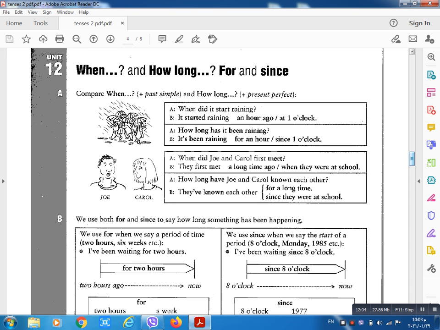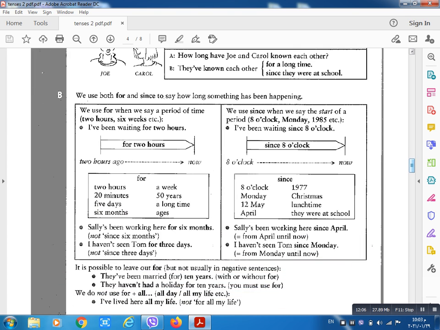For example, when I say Sally's been working here for 6 months. For 6 months. I am reading the last example in the diagram. Sally's been, this, dear students, is the abbreviated form of has. Sally has been working here since April. So look, in the first example I have used for, in the other I have used since. What is the difference between for and since?